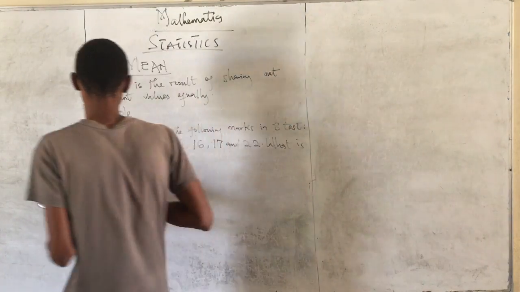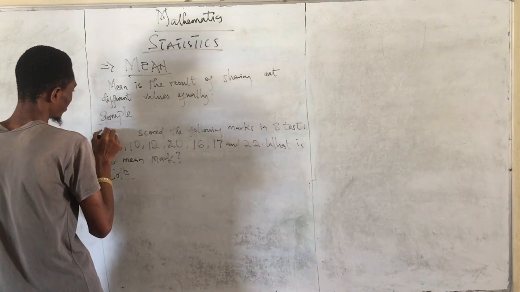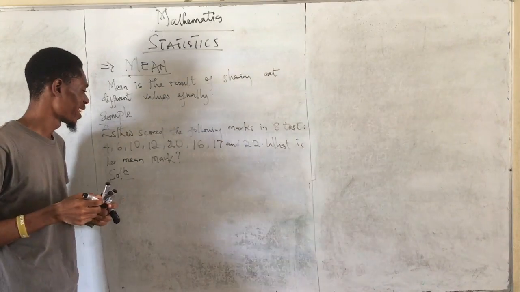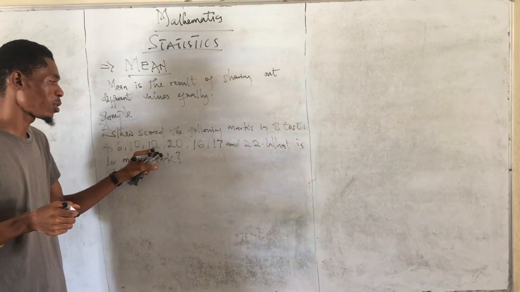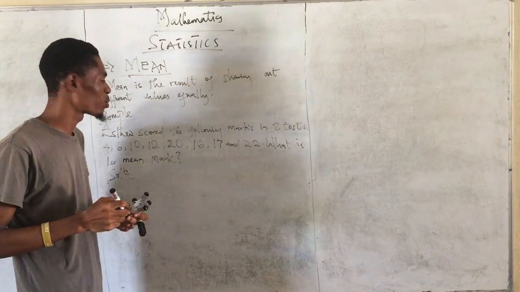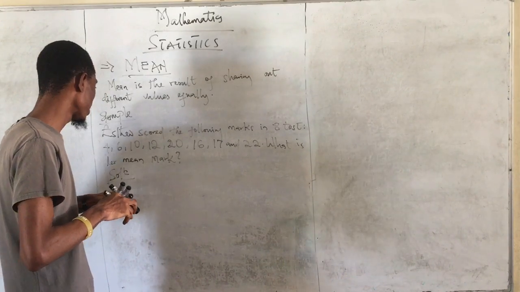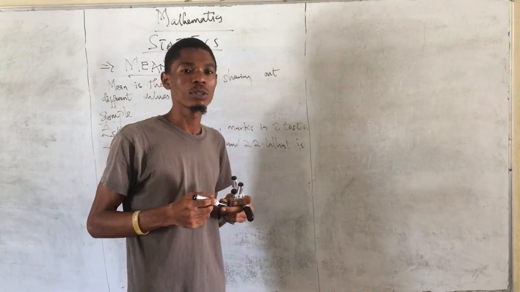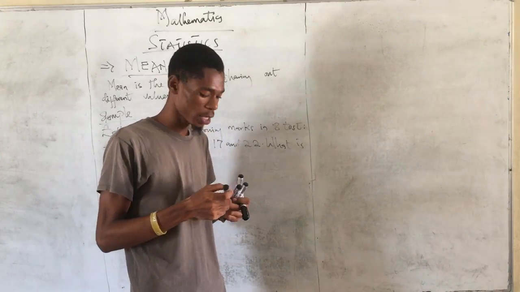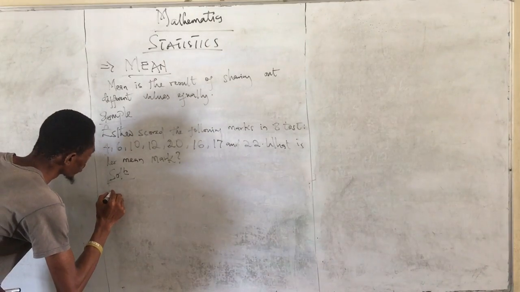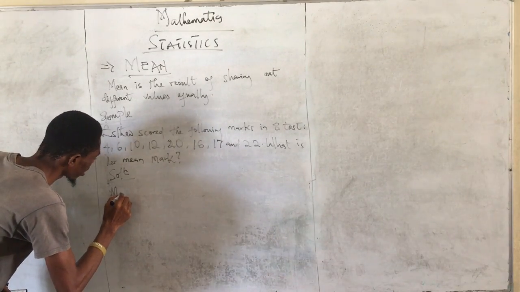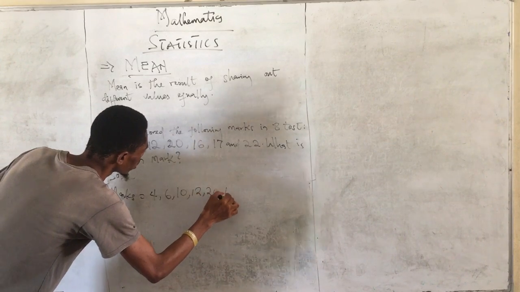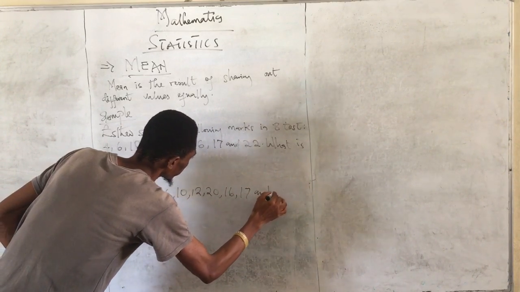Now let's try this example out. Esther scored the following marks in 8 tests. Her marks were 4, 6, 10, 12, 20, 16, 17, and 22. Now to look for the mean of those numbers, the first thing we do is to bring out the numbers, or the scores, or the marks. So our marks are 4, 6, 10, 12, 20, 16, 17, and 22.